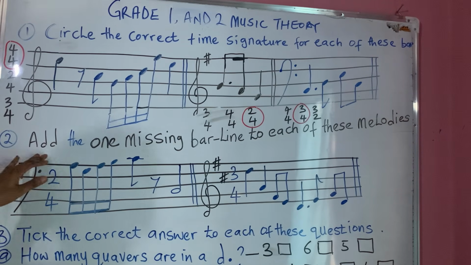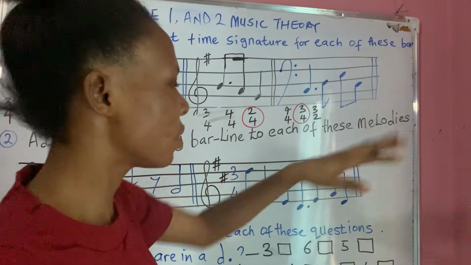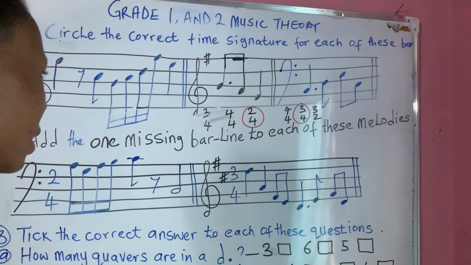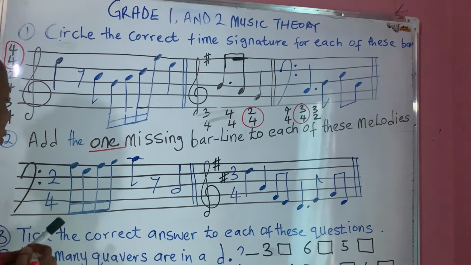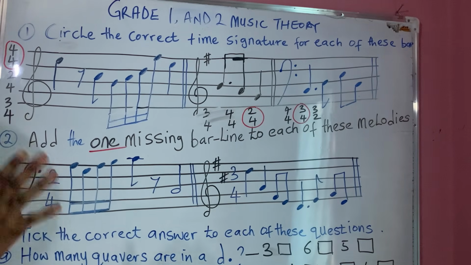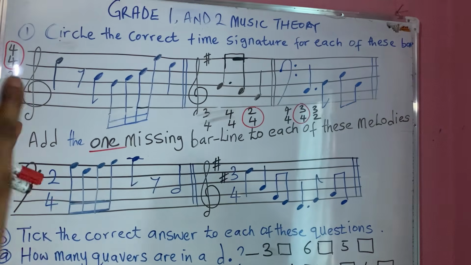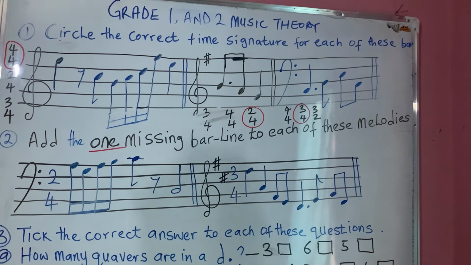Now number 2 says, add the one missing bar line to each of these melodies. One missing bar line. So take note of this. Now let's see what's going to be the one missing. The first one is 2, 4. That means you're expected to have 2 crochets in each bar. So that's when you know what to add.